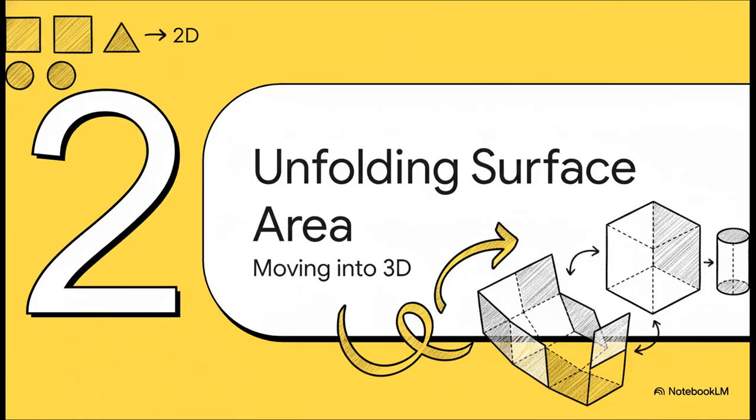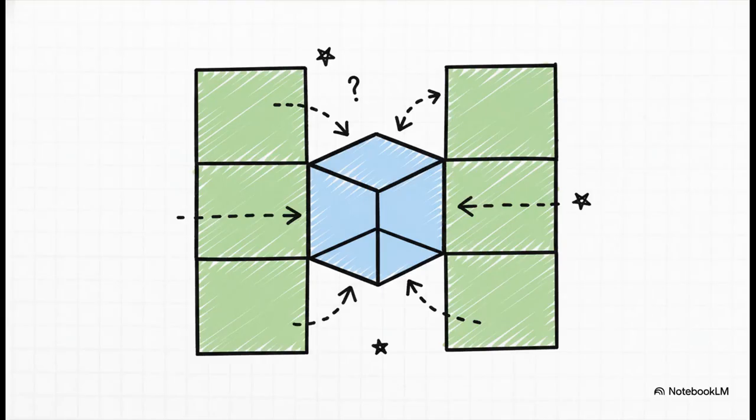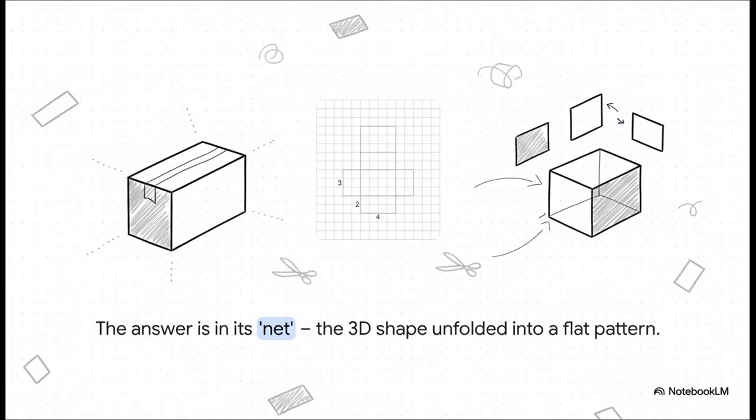All right, awesome. We've got 2D down, so let's level up and add a third dimension. We're moving into 3D space now, and the first thing we're going to look at is the total area on the outside of an object. This is called its surface area. Honestly, the best way to get your head around surface area is to think about wrapping a present, right? The total amount of wrapping paper you need to cover every single side of that box. The top, the bottom, all four sides, that's it.